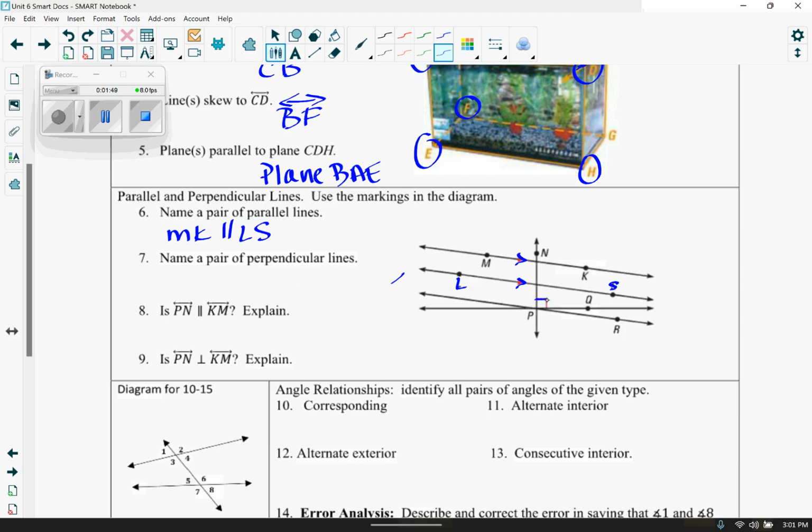Name a pair of perpendicular lines. Well, here's my little marking right here. It goes from this line and this line. So PN is perpendicular to PQ.